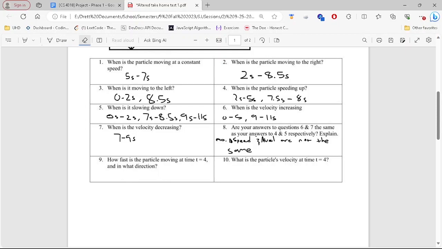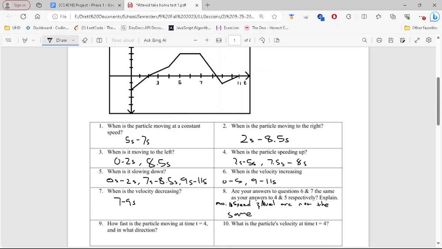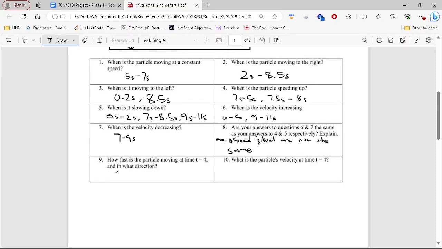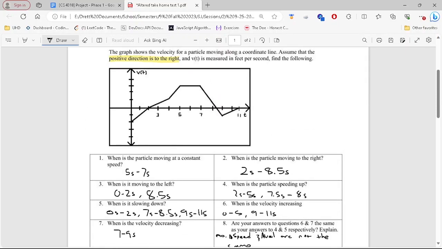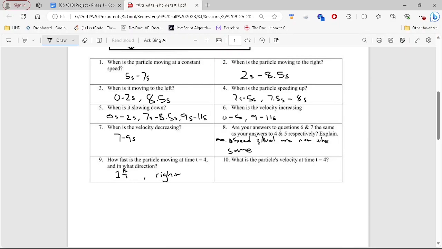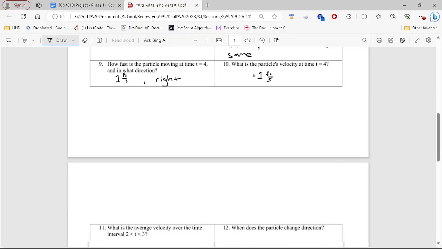Okay, so how fast is it moving at t equals 4 seconds? At 4 seconds, it is moving 1 feet per second, and its direction is to the right. What is the particle's velocity at t equals 4 seconds? The velocity is still the same thing, 1 feet per second, with the direction being positive.